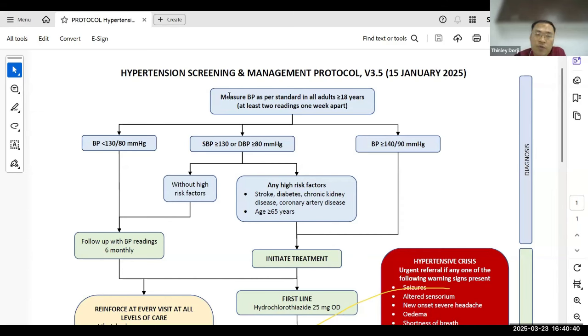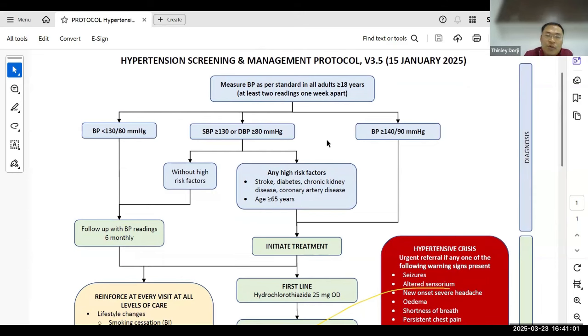This protocol begins here, where it says that blood pressure should be measured as per standard, and you should have 2 readings 1 week apart. And whom should you screen? You should provide a screening opportunity for all adults more than 18 years of age. We had already discussed how to measure the blood pressure in the early theoretical component. If the blood pressure is clear cut on 2 readings, more than 140/90, then you will initiate treatment. So you will jump to the green box where it says you have to do something.